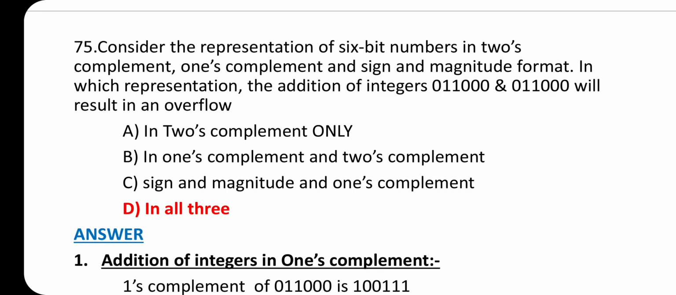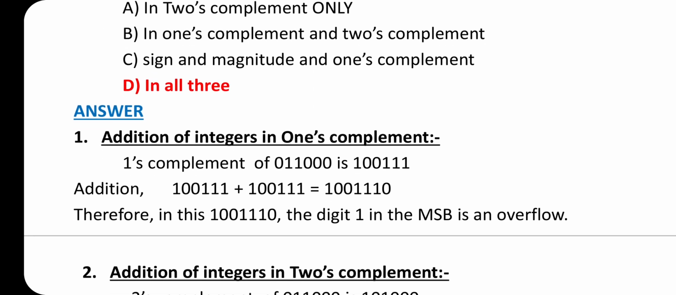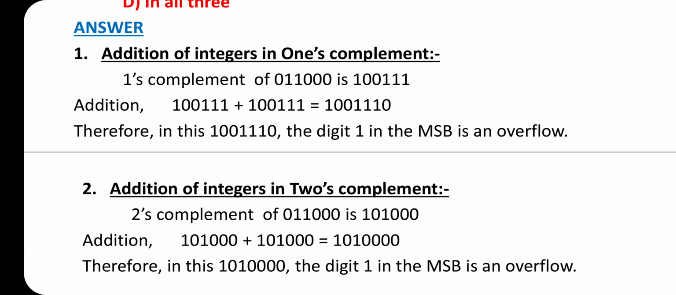Answer is option D in all three. First, consider addition of integers in 1's complement. 1's complement of 0, 1, 1, 0, 0 is 1, 0, 0, 1, 1, 1. Addition of 1, 0, 0, 1, 1, 1 plus 1, 0, 0, 1, 1, 1 gives the answer 1, 0, 0, 1, 1, 1, 0. Therefore, in this 1, 0, 0, 1, 1, 1, 0, the digit 1 in the MSB is an overflow. Therefore, in addition of integers in 1's complement, overflow occurred.